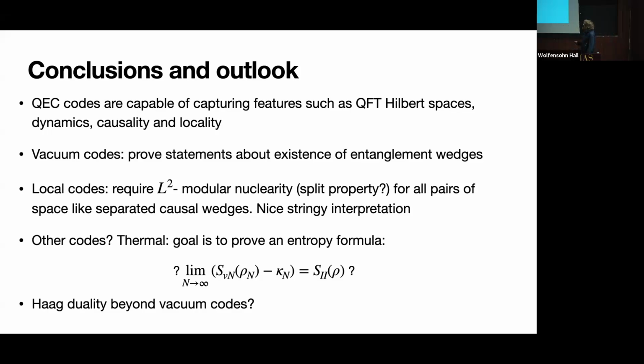Okay, so there's future work. This is just an example of a code that we can study, these vacuum codes. We could also study thermal codes, try to prove some entropy formula like this, where the type 2 entropy that people have been talking about recently is a limit of type 1 entropies. And then there's a very big and open question, which is how much can you prove about Haag duality or the existence of entanglement wedges beyond vacuum codes? Okay, finish there.